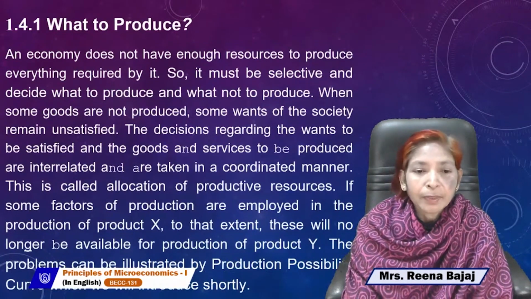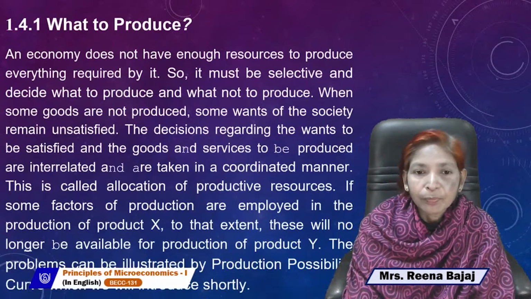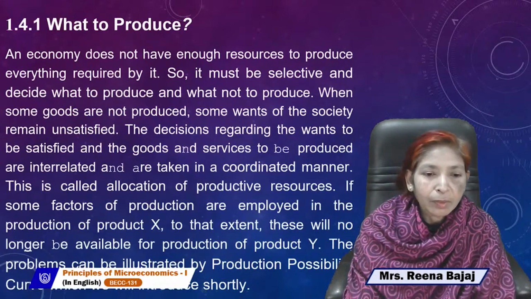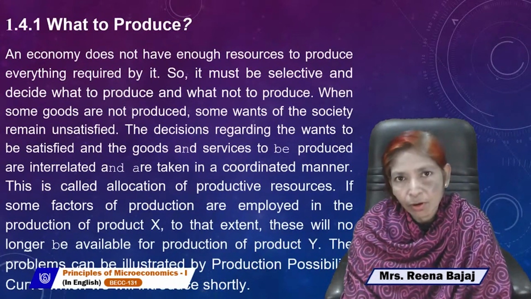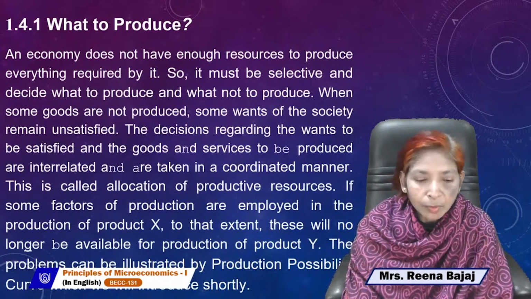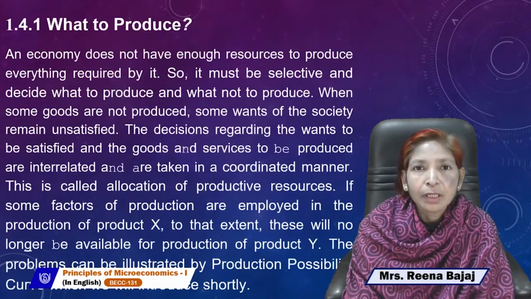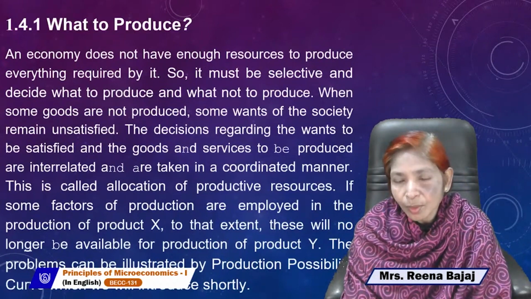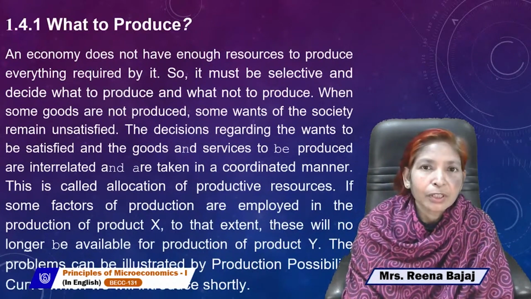If capital goods production is necessary, then consumer goods production will fall. We use all the available resources in the production of capital goods, consumer goods production falls. And if consumer goods are very necessary for the economy, then we use all the available resources in the production of consumer goods, then capital goods production will fall.